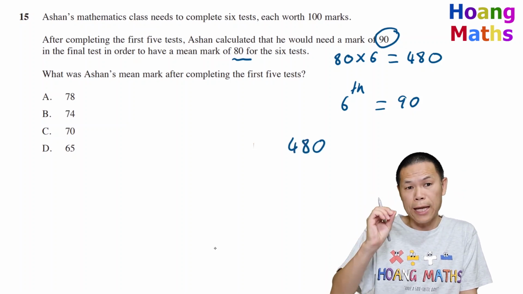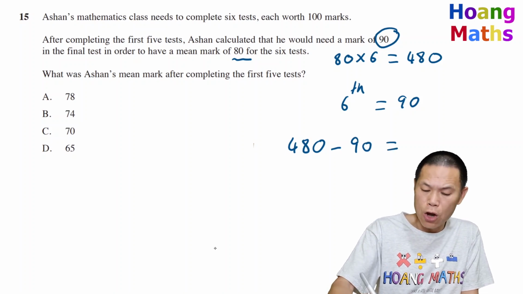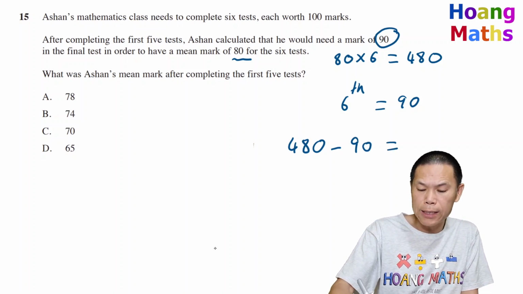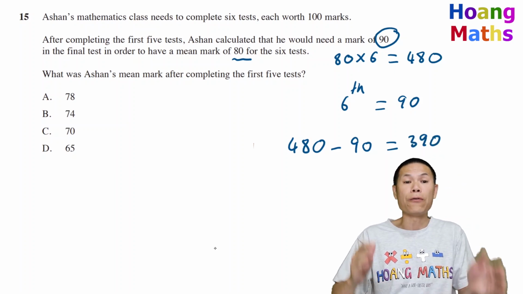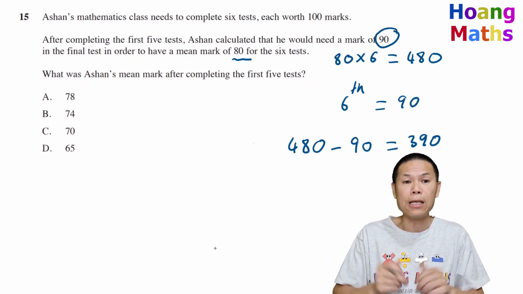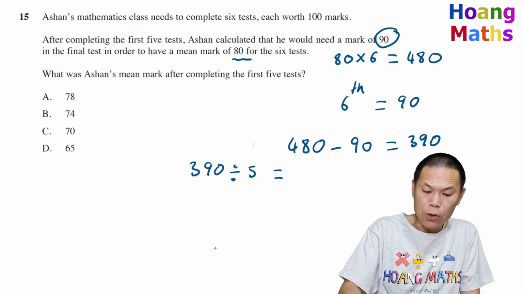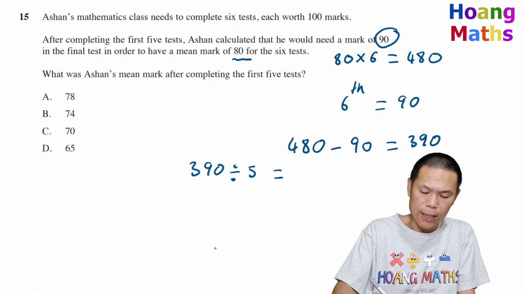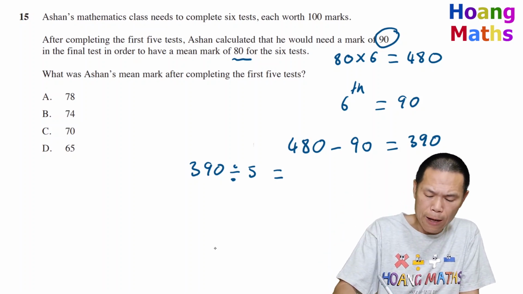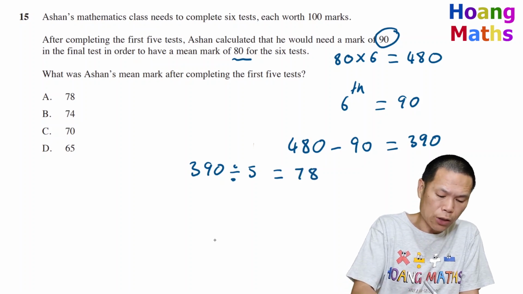We know that 480 is for 6 tests, and we minus the 6th test. So 480 minus 90. So 80 minus 80 is 0. 400 minus 10 is 390. That is for the first 5 tests, okay? And we need to find the average of the first 5 tests, which is divided by 5. So we just divide 390 by 5, because we need to work out the average of the 5 tests. If you put it on a calculator, that should give me 78. So therefore, the answer should be A.